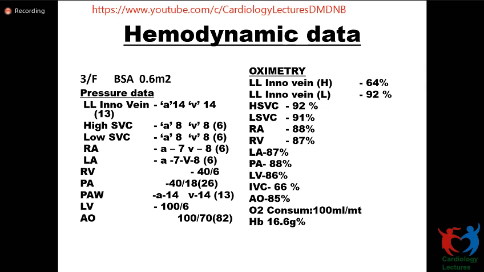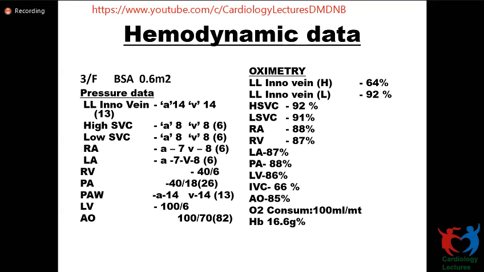Now you tell me what is the diagnosis? The high left innominate vein is 64, and there is a step up between the high and low innominate veins. Very good. So most likely the pulmonary veins must be joining at that site.